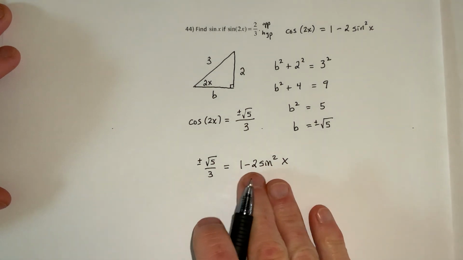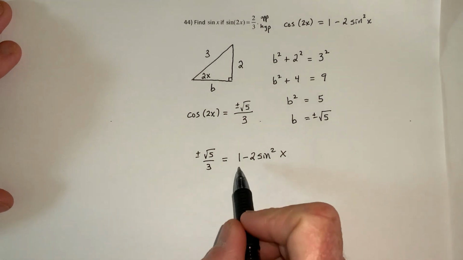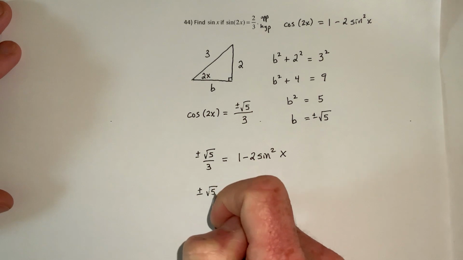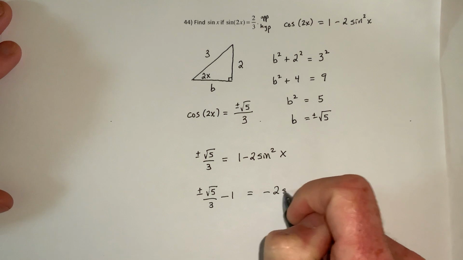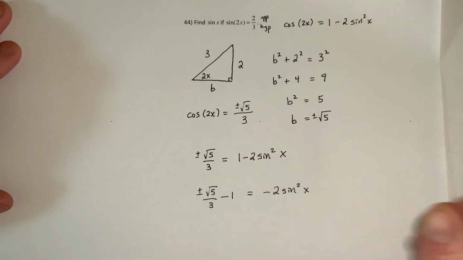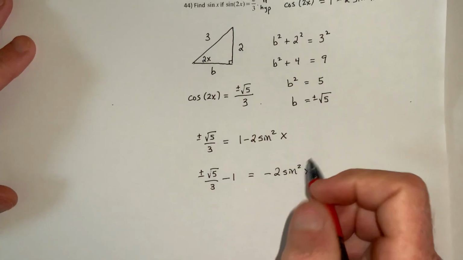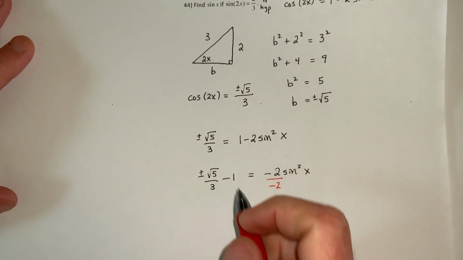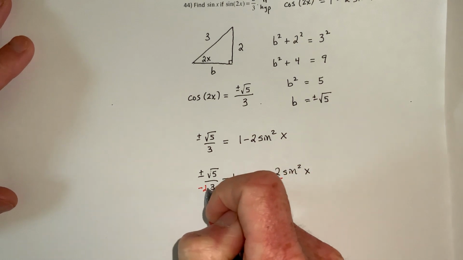Now just do the algebra right here to solve for sine of x. So I could subtract 1 from both sides. And then the next thing to do is divide both sides by this negative 2. So eliminate this negative 2 right here. So divide by negative 2. And on this side, I would do that individually. Divide this one by negative 2 and divide this one by negative 2.